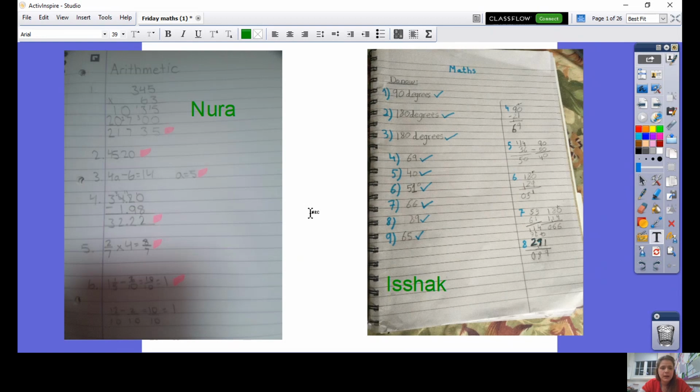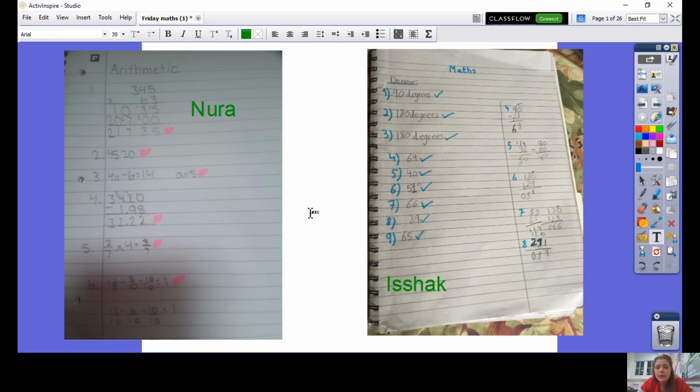The first piece of work belongs to Nura in Sheffield class. What I absolutely love about her arithmetic presentation is the way that she's used a ruler when she's doing her long multiplication. She's marked each of the answers carefully and accurately, and she's just taken real care to make sure that the presentation of her work is as fantastic as it would have been at school. So well done. The second piece of work is Ishak's from Kent class.